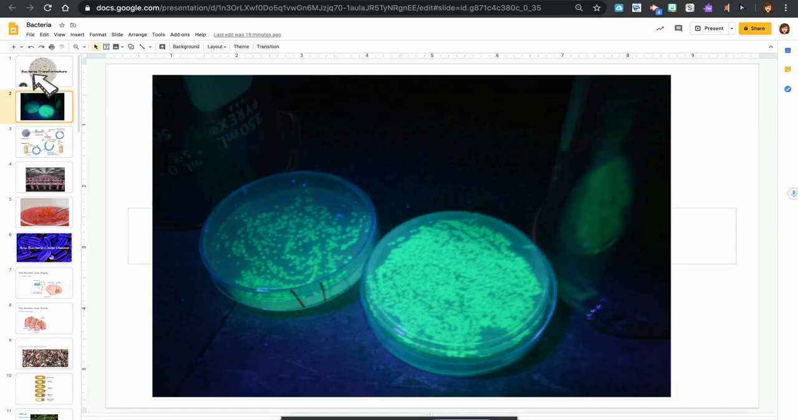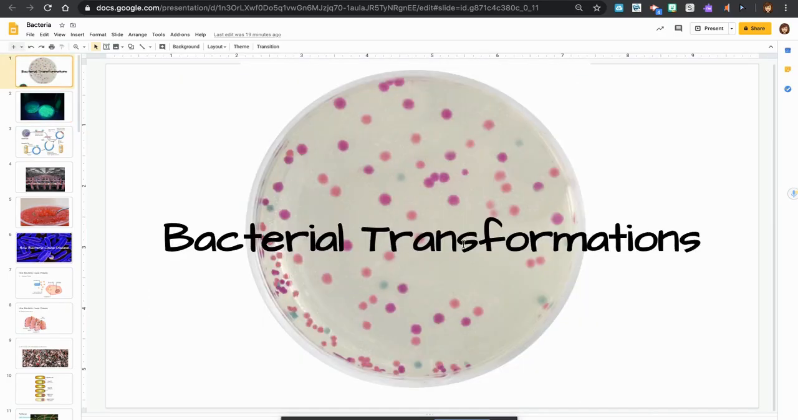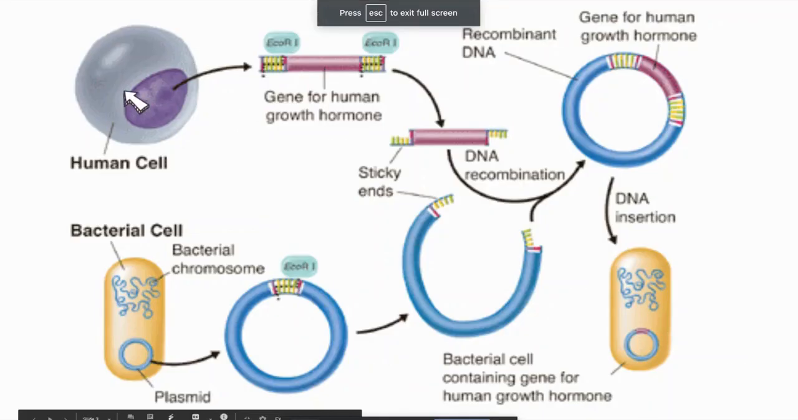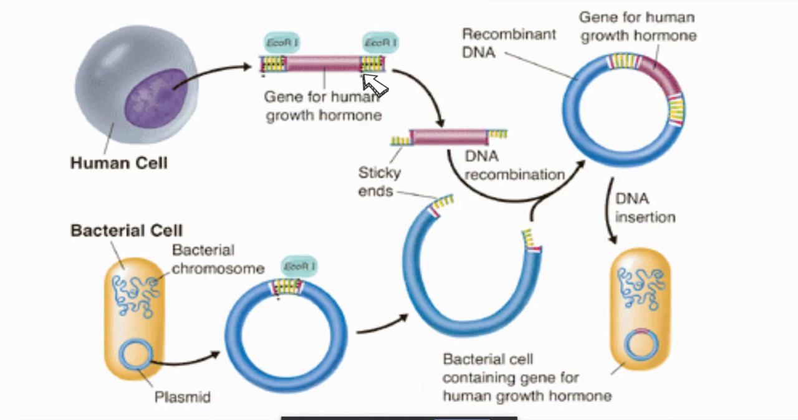Okay, so to reverse: transformation means to add new DNA into something. Here's the process for bacterial transformations. It looks hard. It is not. Here is a human cell. Here is a bacterial cell. Here is the gene that you want the bacterial cell to express. So here is your recipe.